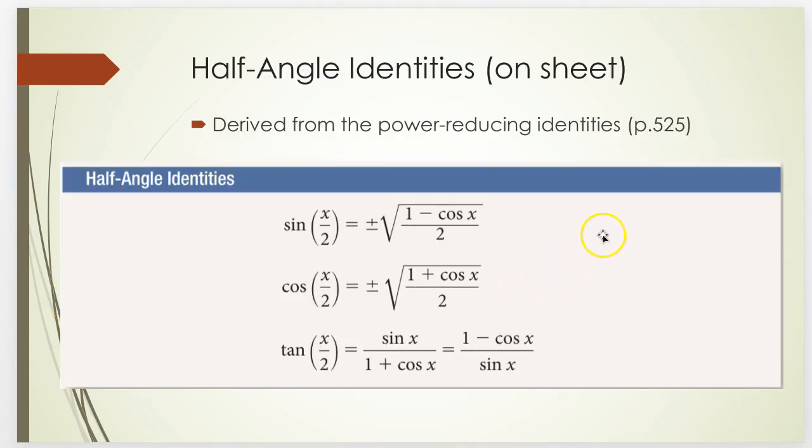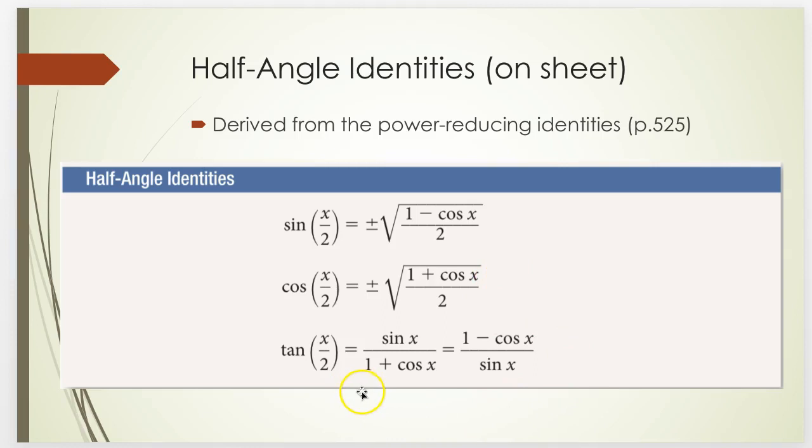All right, these are the half angle identities. These are on your sheet and they are in the top right corner. So if you look here, all of these have been derived. If you want to look at the derivation, it is again in the book on page 525. So these are derived from the power reducing identities. If you take those and square root, you'll see the steps. Some of them are kind of a long series of steps to get to this.